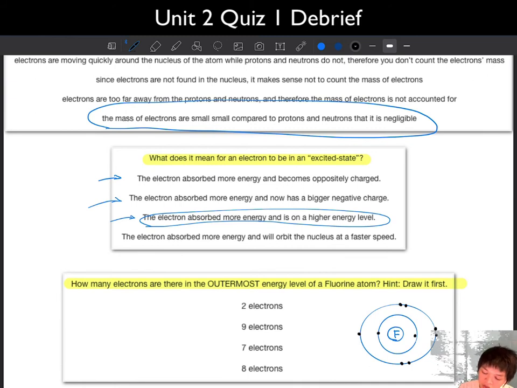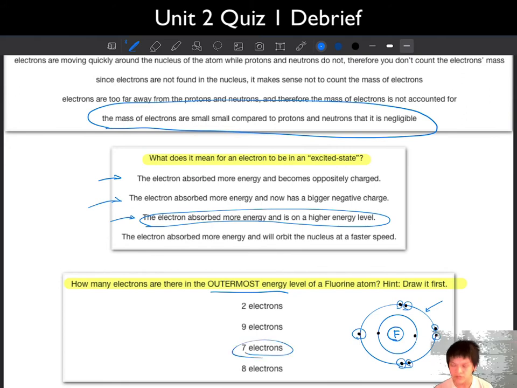So, the question is asking the outermost energy level, right? The outermost energy level, that would be this one right here. How many electrons are there? 1, 2, 3, 4, 5, 6, 7. There we go. 7 electrons on the outermost energy level. That's actually really important. It has to do everything with bonding, which we will learn about later. So it's important to know how to identify how many electrons are on the outermost energy level. Okay, next question.